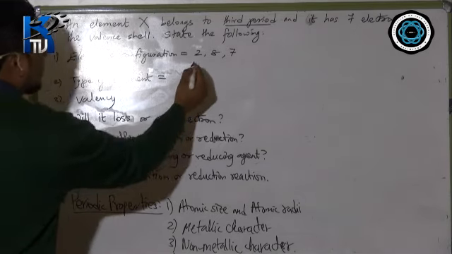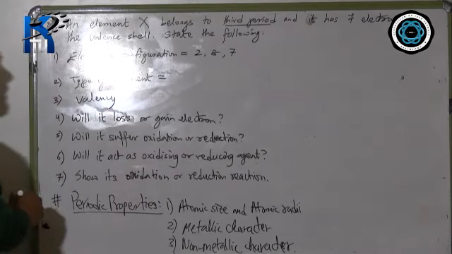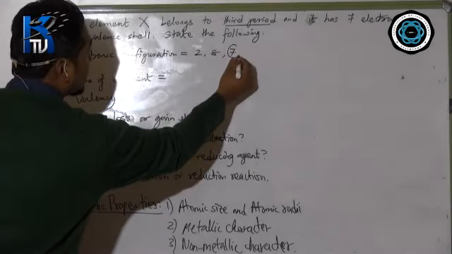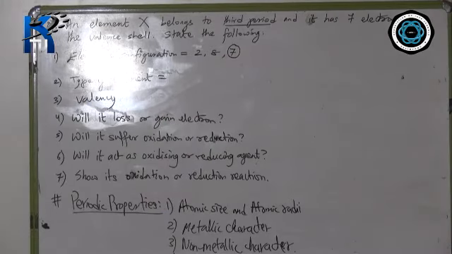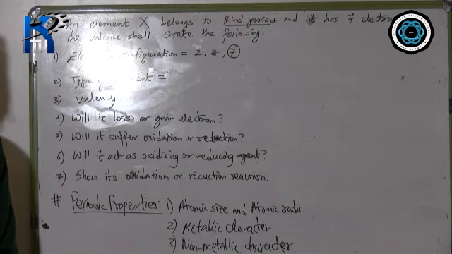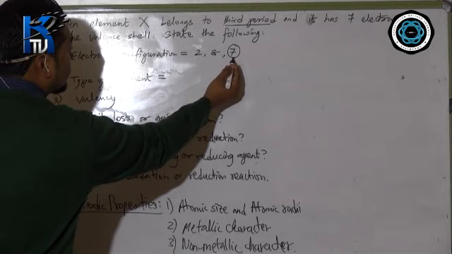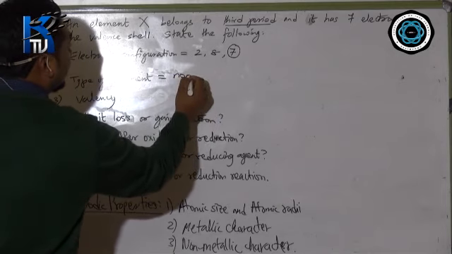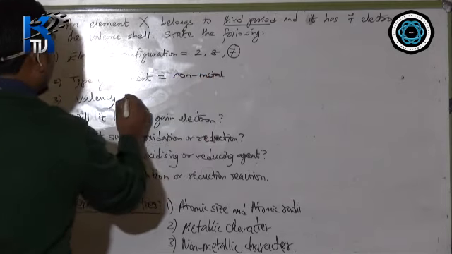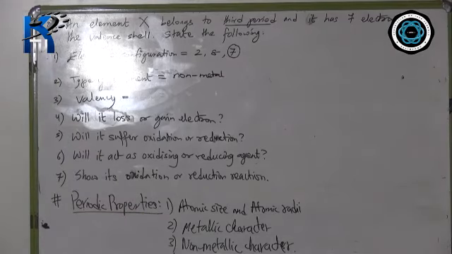Now, you have to determine the type of element. As I have said you in my previous classes, if the element has 1, 2, 3 electron in the outermost shell, they are metal. In 4, 5, 6, 7 is non-metal. So since it has 7 electron in the outermost shell, therefore it is a non-metal. Now we have to determine the valency.